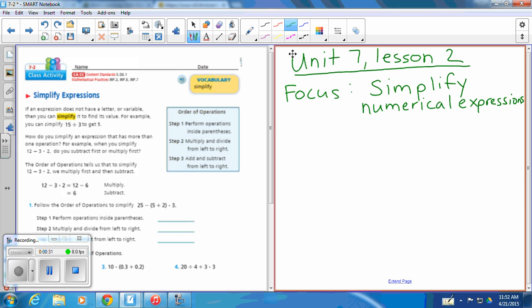There we go. Okay, so first we remember expressions from yesterday. Expressions are numbers, operations, and variables, but they do not have an equal sign. There's no equal sign involved in an expression. So when an expression doesn't have a variable, you can simplify that expression.